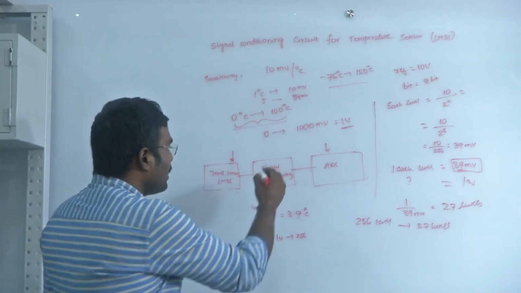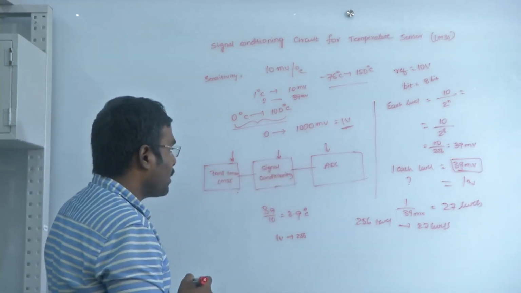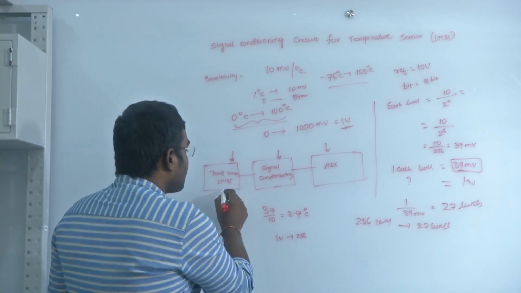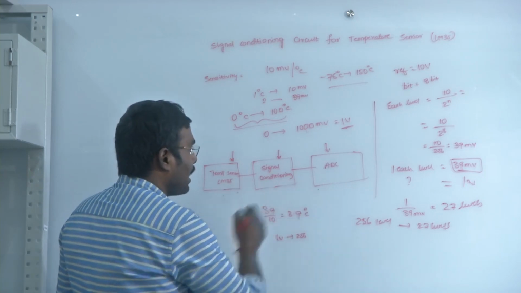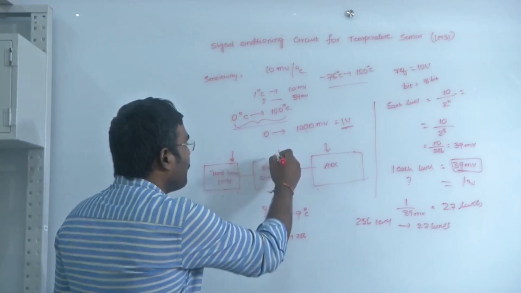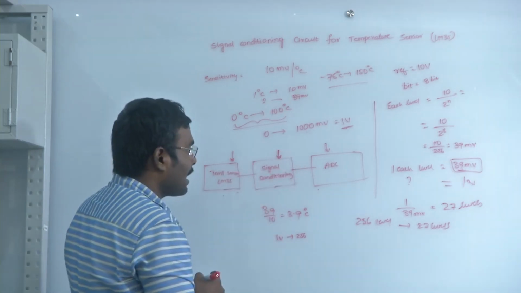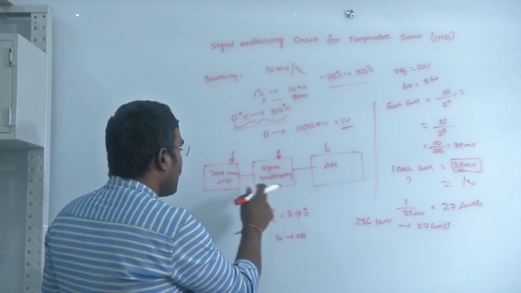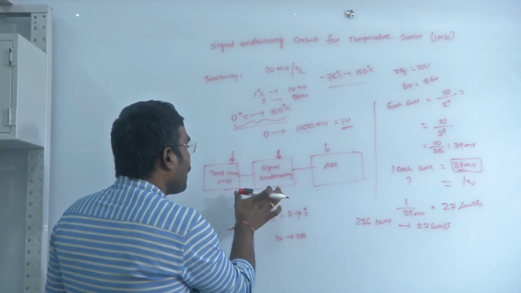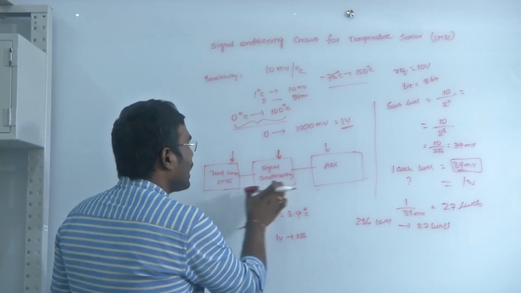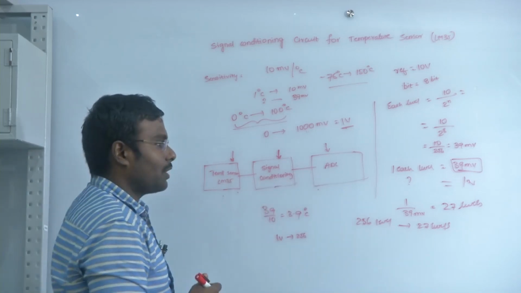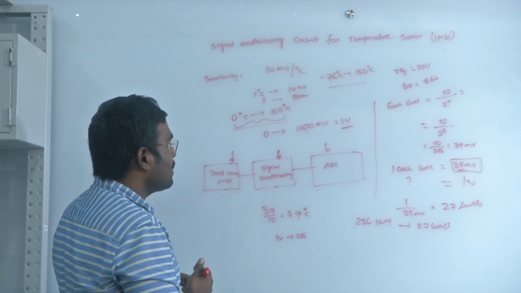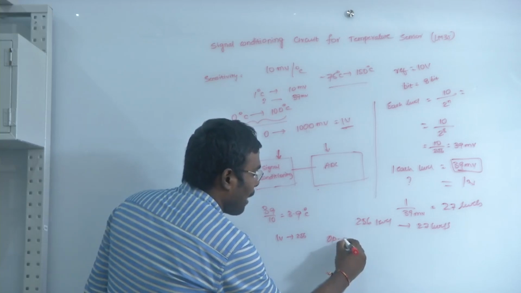And not only that, when we are designing this particular signal conditioning circuit, another advantage is that any mismatch between the temperature sensor and the ADC will be completely minimized by using a signal conditioning circuit. The interfacing circuit should always have the property of providing proper matching between the output side and the input side of the next circuit. Because of that reason, we generally design signal conditioning circuits using operational amplifiers.